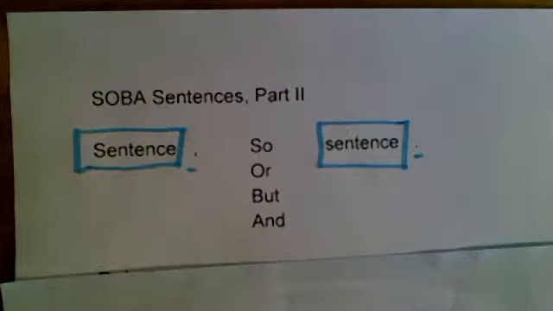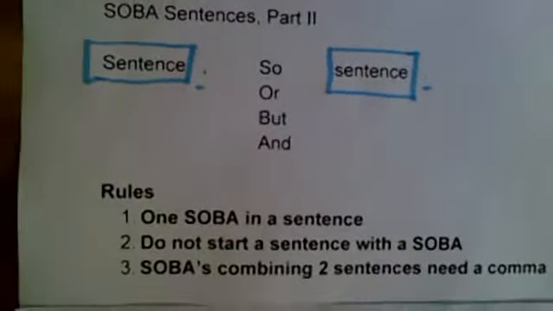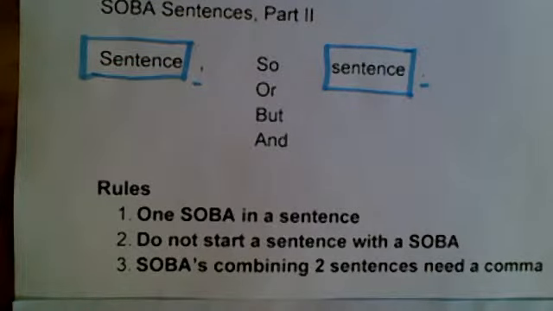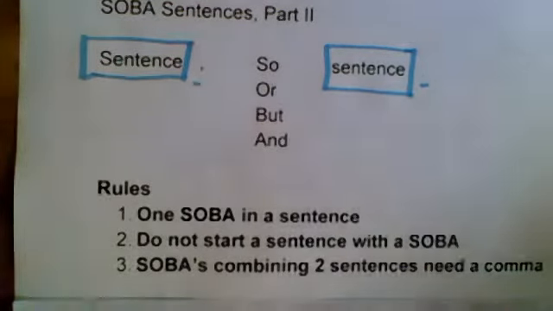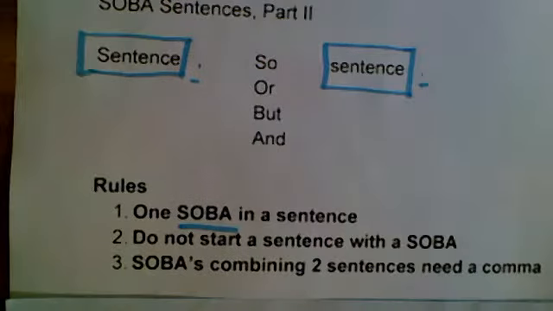So we're going to talk about a few rules for SOBA sentences. And there are 3 rules that I want us to discuss. The first rule is when you're starting, I'd like you to only use one SOBA in a sentence. So that's rule number 1. Rule number 2 is do not start a sentence with a SOBA.